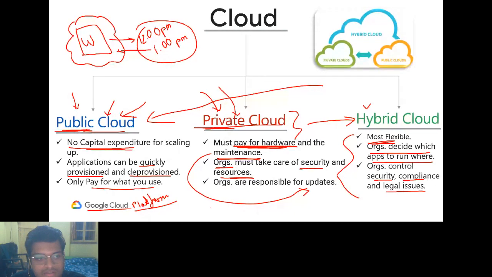Okay, so any questions on public, private, or hybrid cloud? Brother, can you explain this hybrid cloud part once again? Yeah, sure. So you can still see my screen, right?